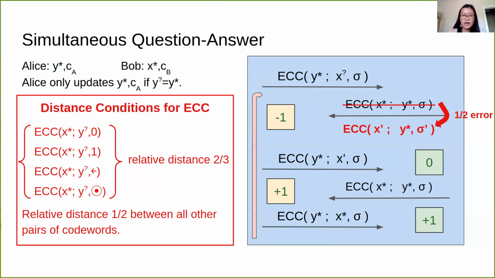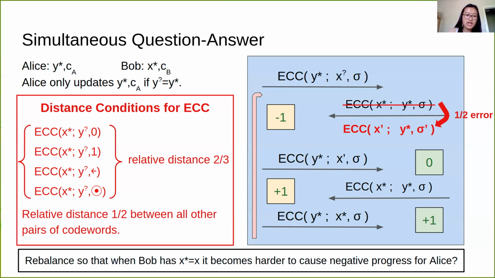And so there's sort of an imbalance here, right? Because on one hand, Alice can make no progress, on the other hand, Bob can make way too much progress. So the question is, can we rebalance this protocol so that when Bob has learned the correct X, has X star equals X, it suddenly becomes harder to cause negative progress for Alice, so that Alice can also learn Bob's value of Y.